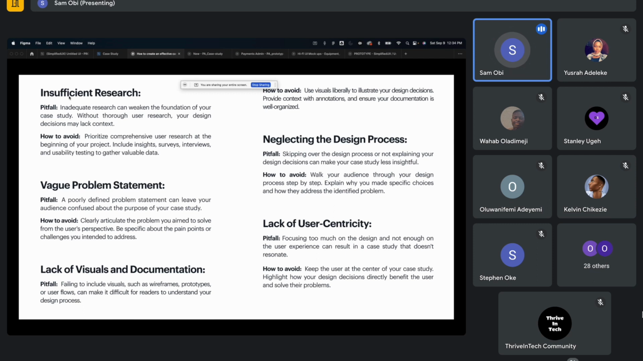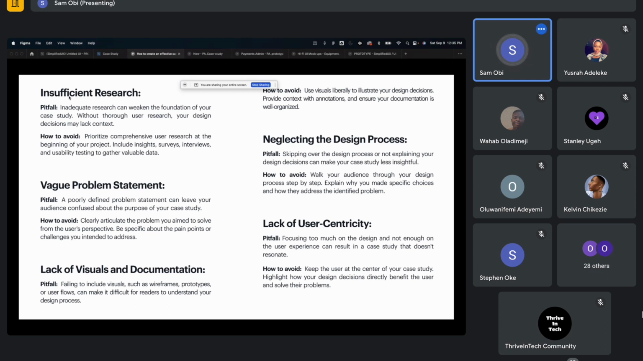Sometimes we have insufficient research, and to avoid that, prioritize comprehensive user research at the beginning of the project, because that way, when you have done all that at the beginning, you are able to use those insights or that feedback you gathered to move forward. These are very valuable data, extremely valuable to help your product move forward.